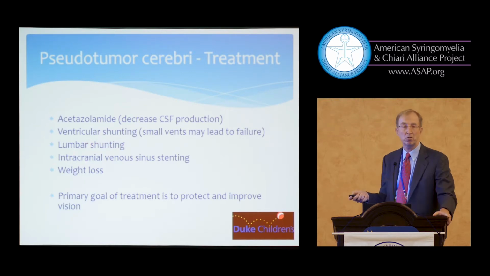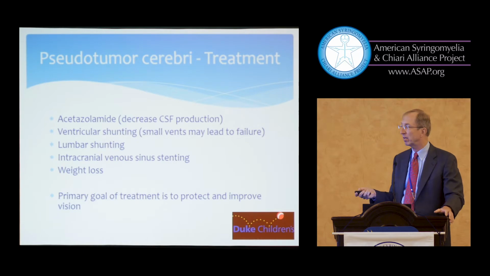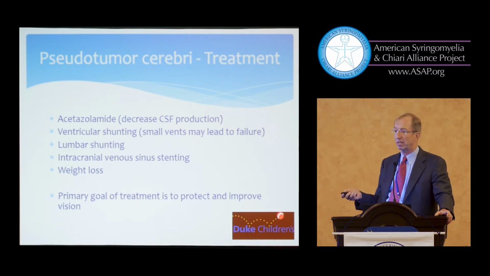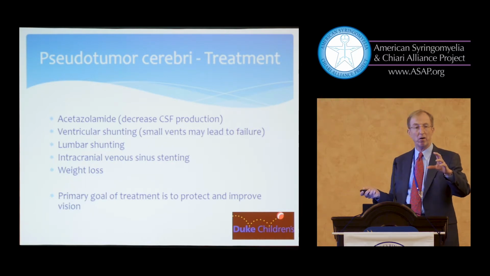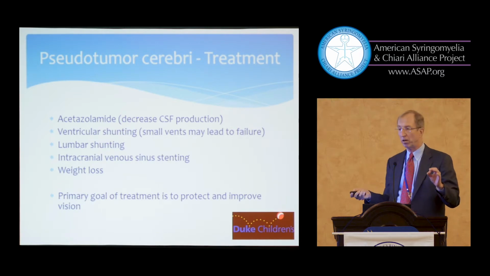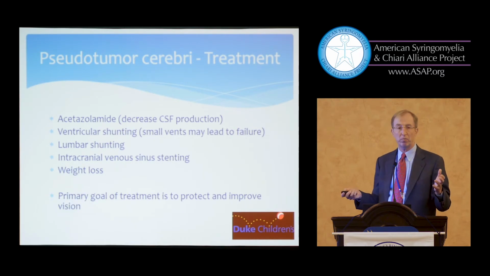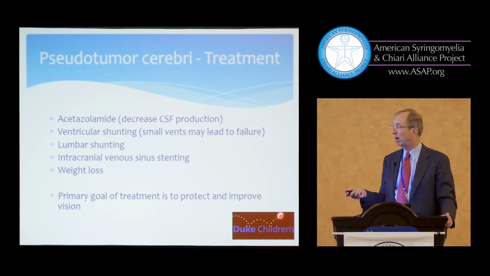If you can demonstrate anatomically a narrowing of the intracranial venous sinuses, particularly the transverse sinuses, it's possible to place an endovascular stent to open that area up and again get rid of that pressure gradient, and hopefully then eliminate the problem.